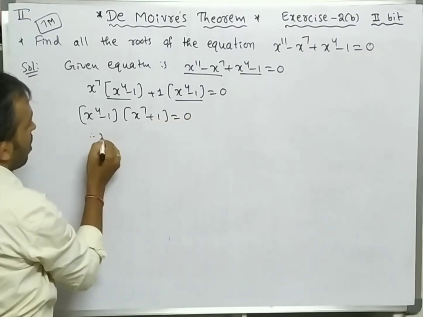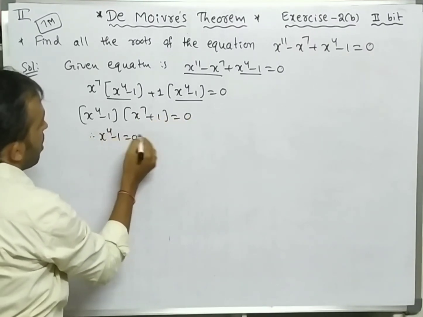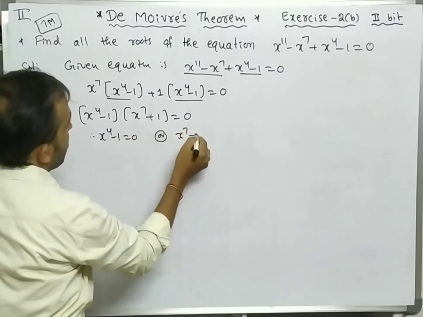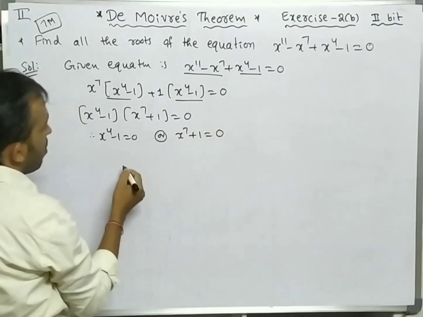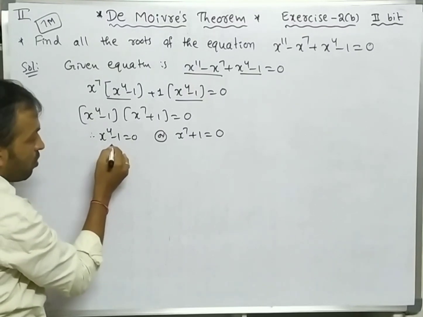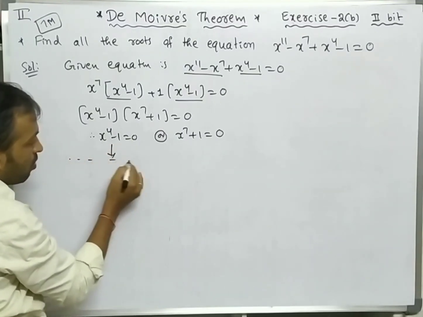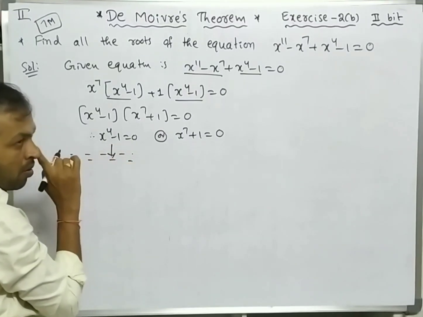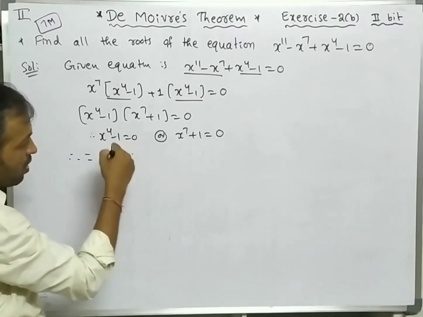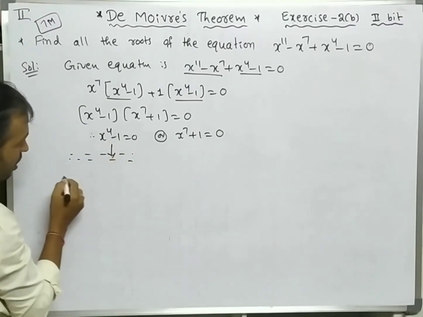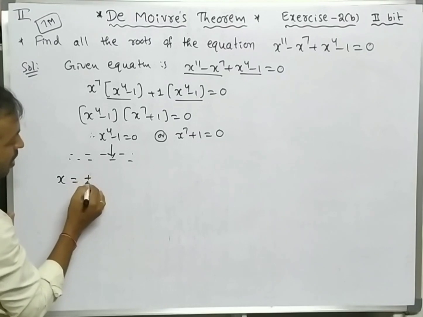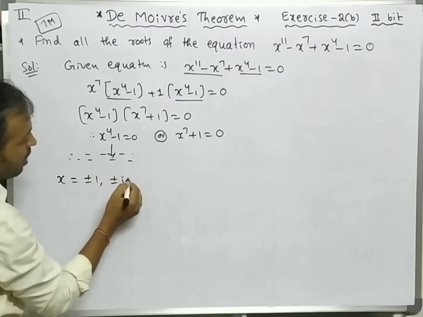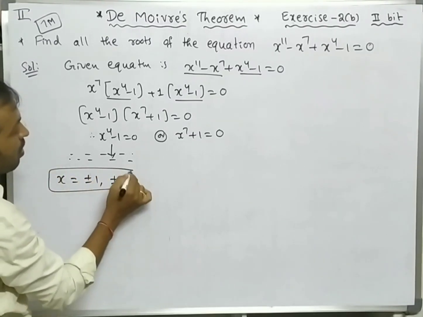So therefore x power 4 minus 1 is equal to 0 or x power 7 plus 1 is equal to 0. Already we have solved the first one. You should solve this one also. You should solve the problem. So first bit, second bit, first problem. After solving this you will get the roots plus or minus 1, plus or minus i for this equation.